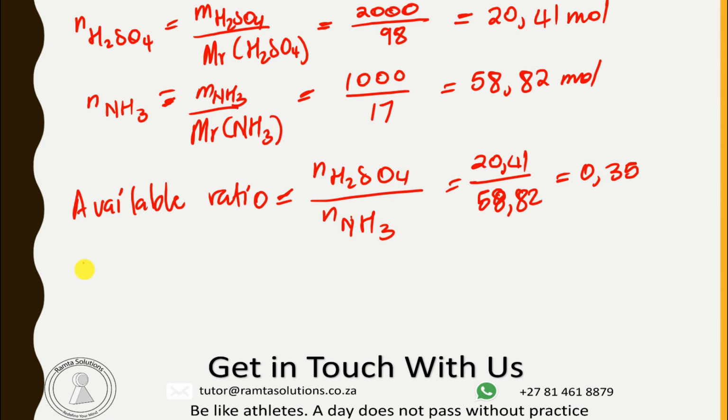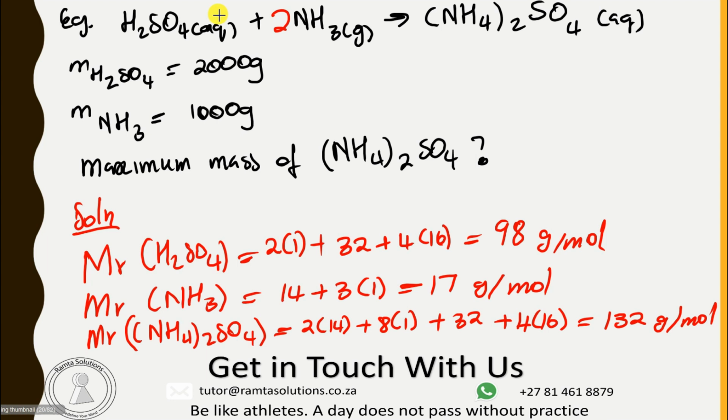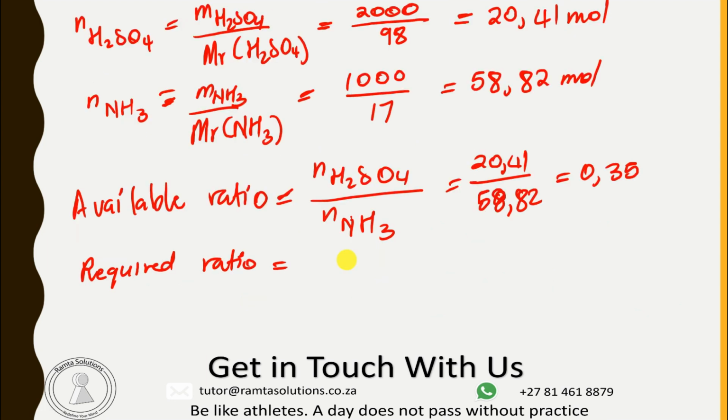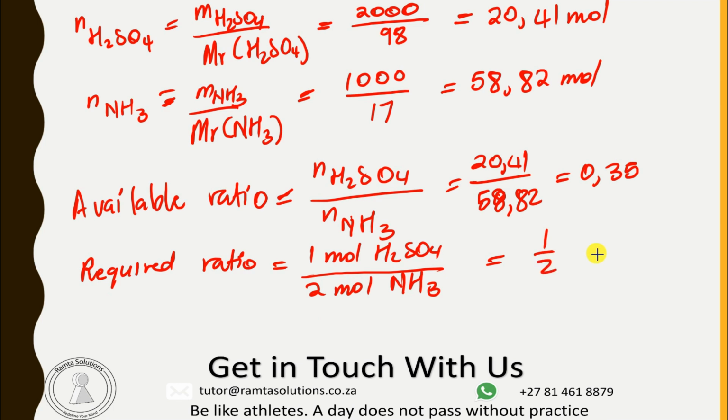Now, let's look at the required ratio. As you can see, it's 1 mole sulfuric acid over 2 moles ammonia. What is this? This is half, which is equal to 0.5.